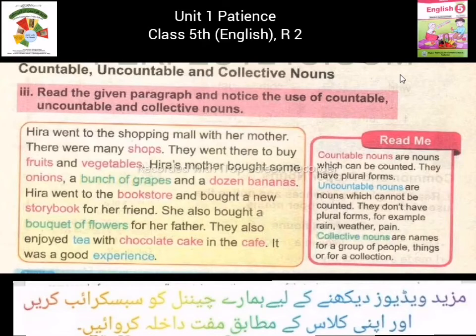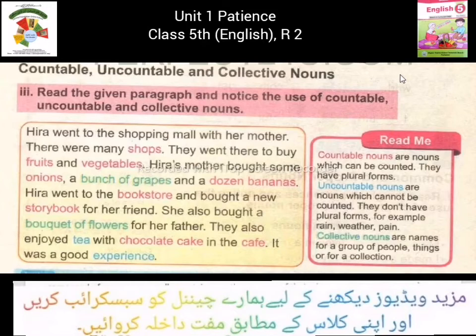So this is the exercise or the paragraph in which we will find out which words are countable, uncountable, and collective. So the countable words are highlighted with pink color. Uncountable nouns are highlighted with blue color, and collective noun is highlighted with green color.